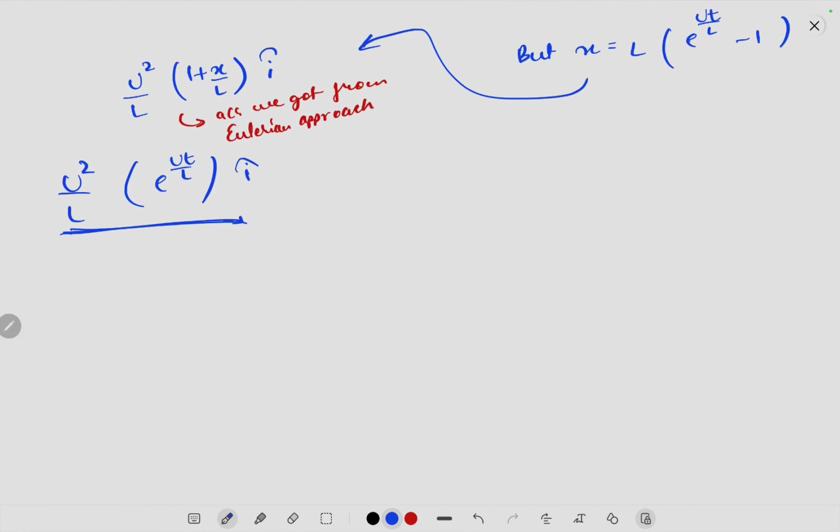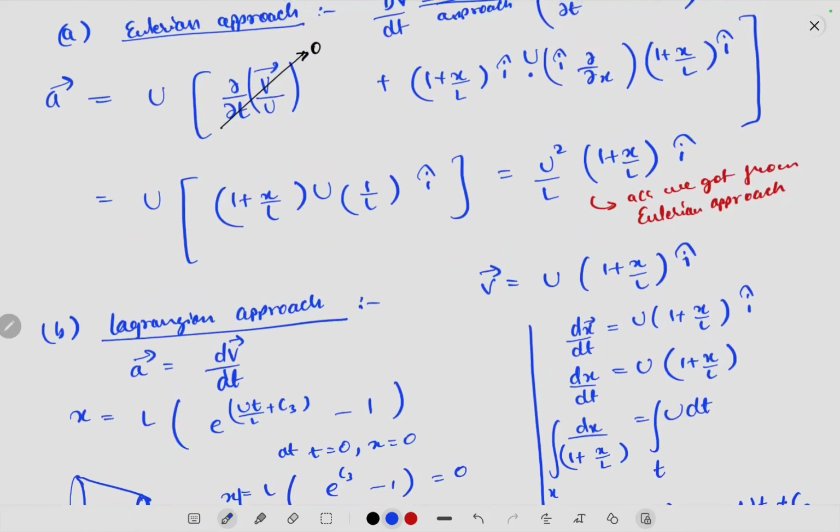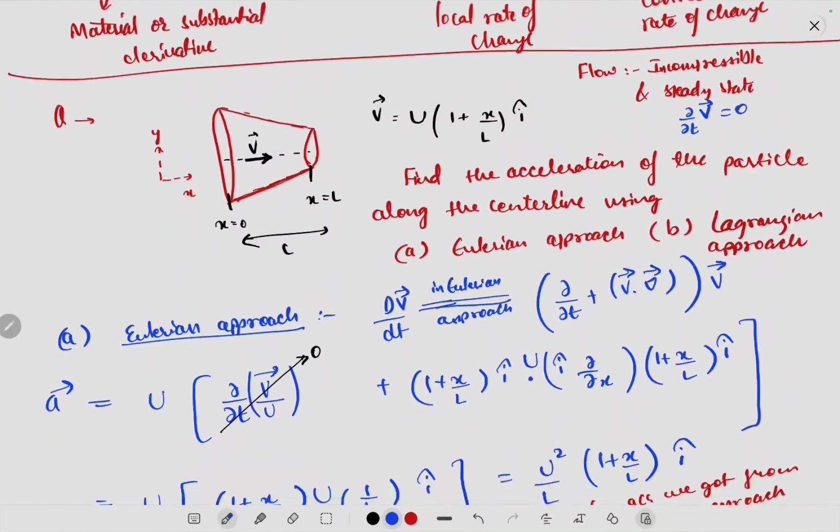So the value of the acceleration of the particle that we got from both the approaches is the same, and this obviously must be the same, right? Because the particle is a particle, its acceleration has to be a single quantity. It cannot have multiple values, right? So I hope the difference between the Lagrangian and Eulerian approach is clear to you now.